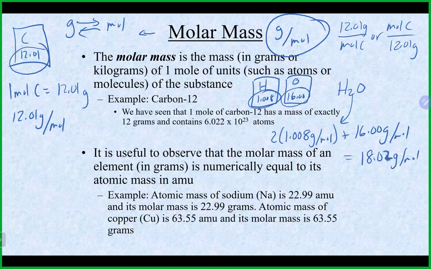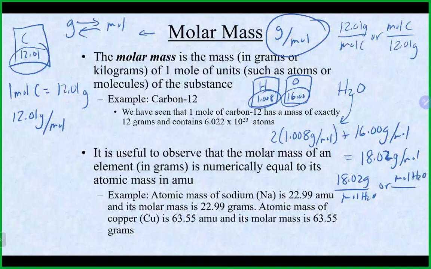That again gives us 2 conversion factors of 18.02 grams per mole of water, or a mole of water is 18.02 grams. So you want to think of molar mass as really a conversion factor. To do so, you go to the periodic table to get it, and again, it's the number on the bottom.